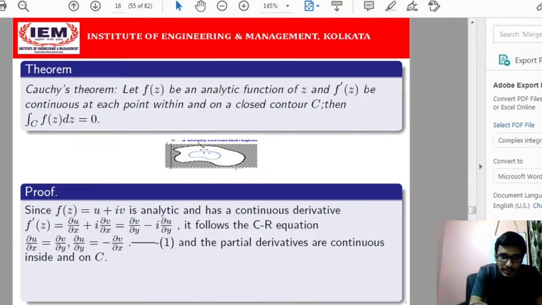So along that curve and inside that curve f(z) is analytic and its derivative is continuous, then the line integral with respect to this path will be 0. So how to prove this?